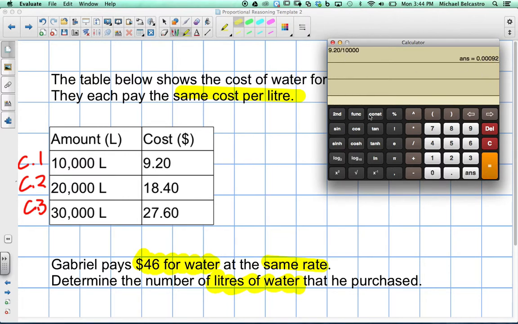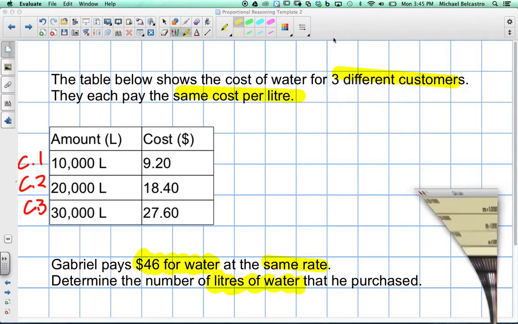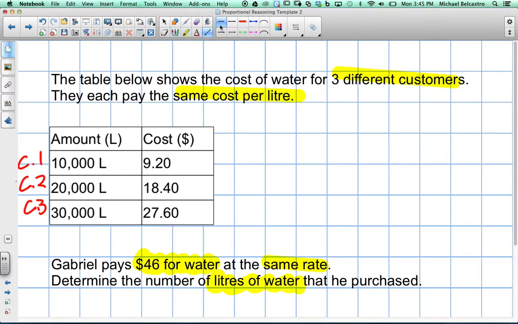Luckily, my calculator has different lines, so I'm going to do customer 2's rate. 18.4 divided by 20,000, exact same value, and 27.6 divided by 30,000. Look at that. They all pay the same rate. Good. So we checked that. That was just a check. Luckily, in this question, they already have a table of values for us. We have our amount in liters, and they've written it for us, and the amount we pay.